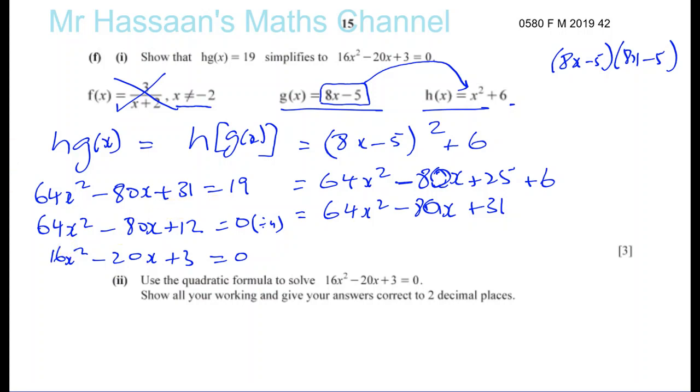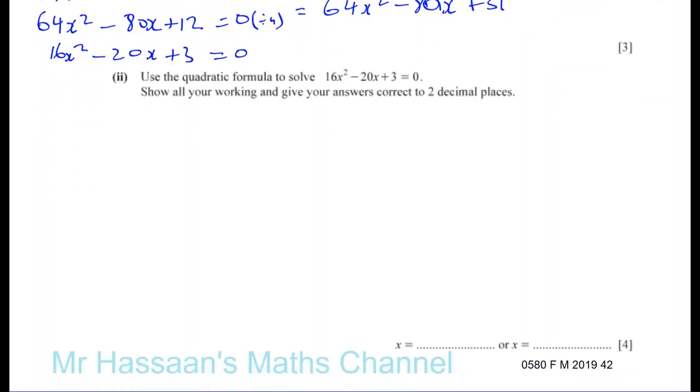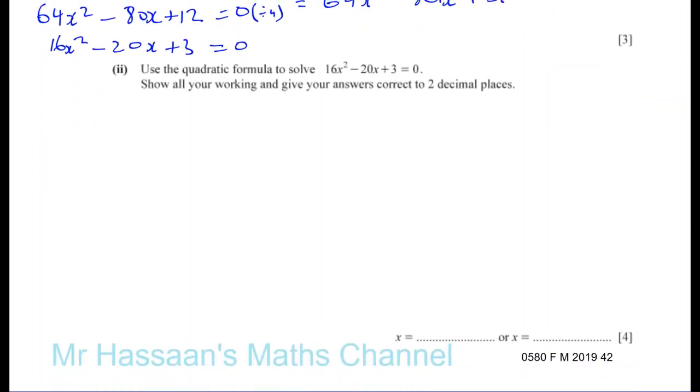Okay, now part 2 says use the quadratic formula to solve this equation. Show all your working and give your answer correct to 2 decimal places. So it's no good for you to just plug this into your calculator, especially the equation function that I've been showing you how to use for checking. Don't use that for this question at all, unless you want to check your answer at the end. Please make sure you use the quadratic formula, which is as follows.